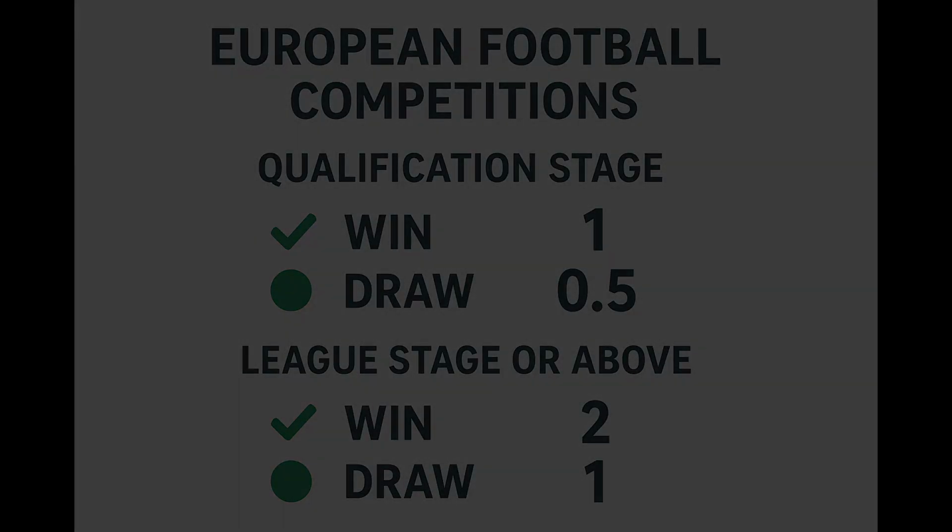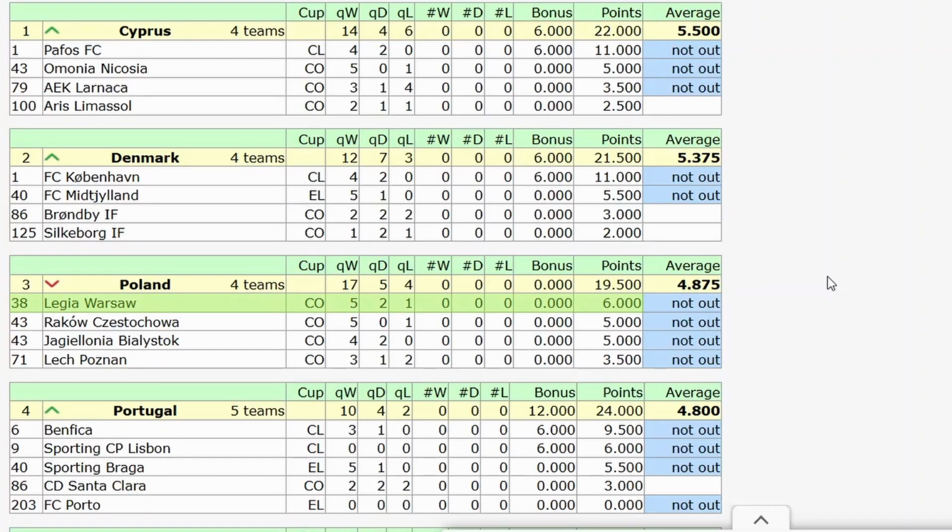If we focus on one team example, Legia Warsaw, we can see Legia won 5 games, which is worth 5 points, and drew 2 games, which is worth in total 1 point. So in total Legia got 6 points. Then we applied the same principles for the remaining teams from Poland, and we end up summing those results to have 19.5 points, which divided by 4, because Poland had 4 teams in the competition, ends up producing 4.875, which we saw in the previous table.